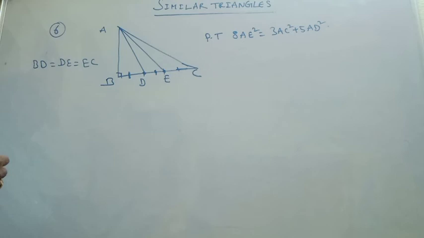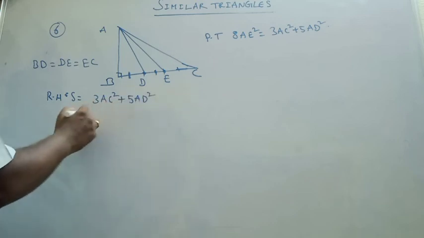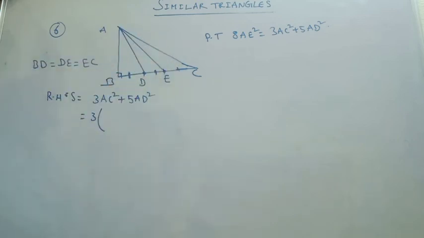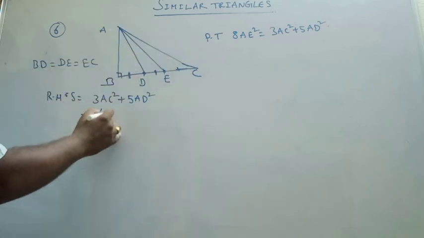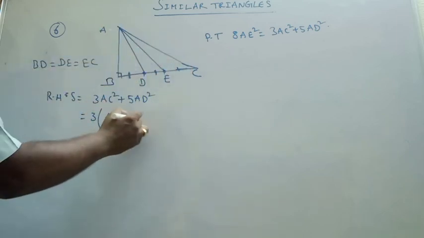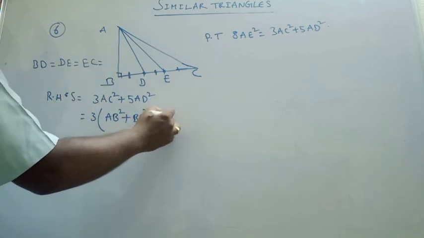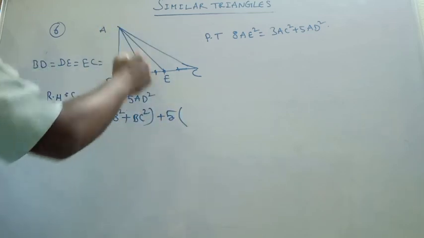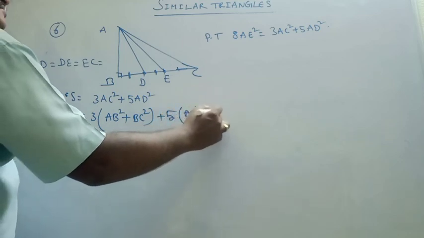You see, my dear students, first let us take the right hand side part. We have 3AC square plus 5AD square. AC square is the hypotenuse, so AC square is AB square plus BC square, and we have plus 5 into AD square. AD square, since ABD is a right angle triangle, is equal to AB square plus BD square.